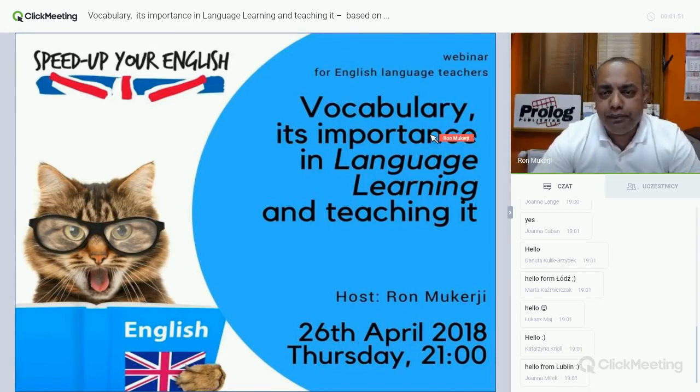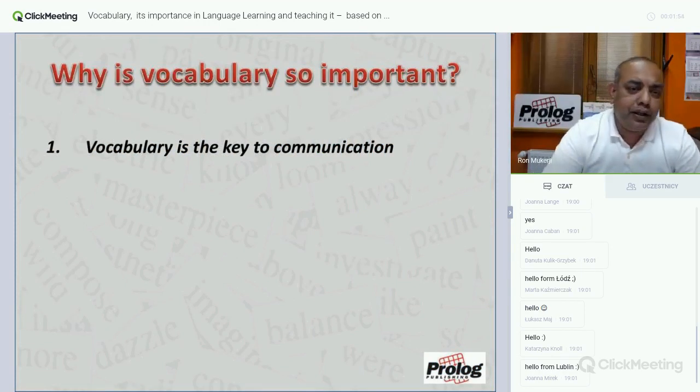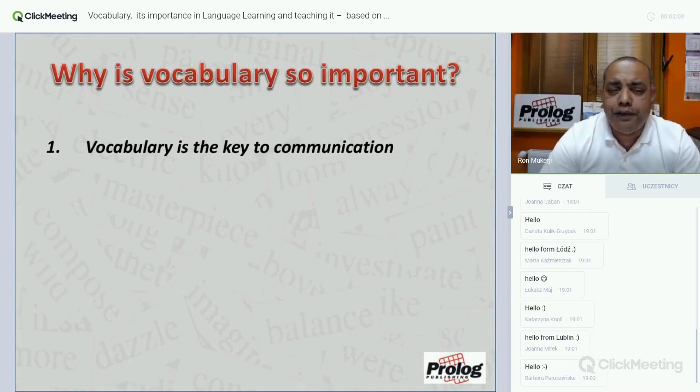All right, so the first thing, again, why is vocabulary so important? I cannot stress enough, it is the key to communication. I don't know if you have had this experience. I like to start with one of my experiences when I first started teaching English. I was new, and I had all these ideas right after my CELTA. In fact, there was no CELTA at that time. It was such a long time ago.